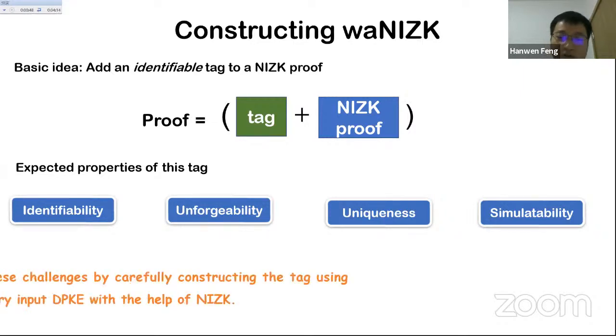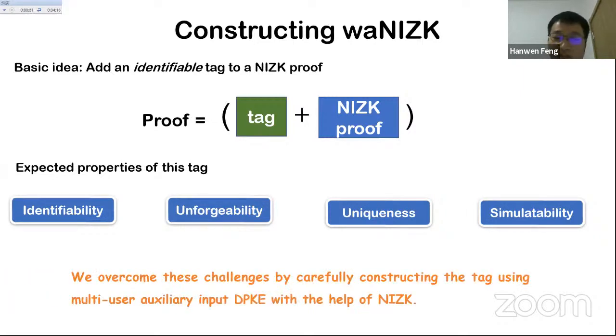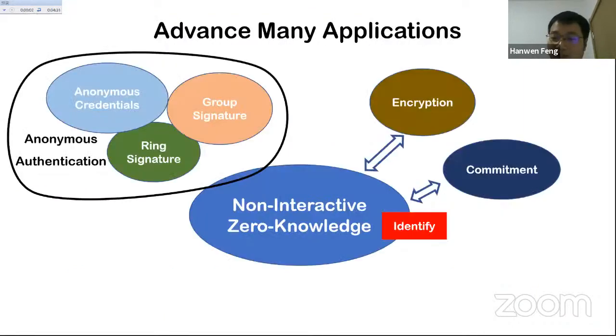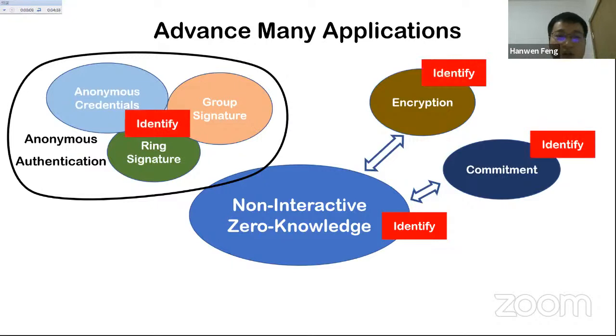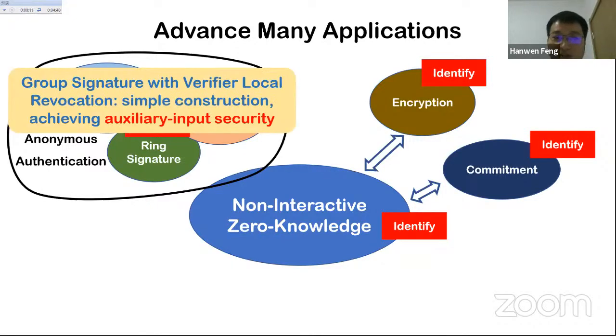For the most general cases, we overcome these challenges by carefully designing a tag construction using a form of deterministic public key encryption with the help of NISC. Given current techniques, we can have a secure construction from standard assumptions. Now we have NIZK with identification, so we can have many other primitives with identification easily. Particularly, we give a group signature with verifier local revocation. This is the first to have auxiliary input security.